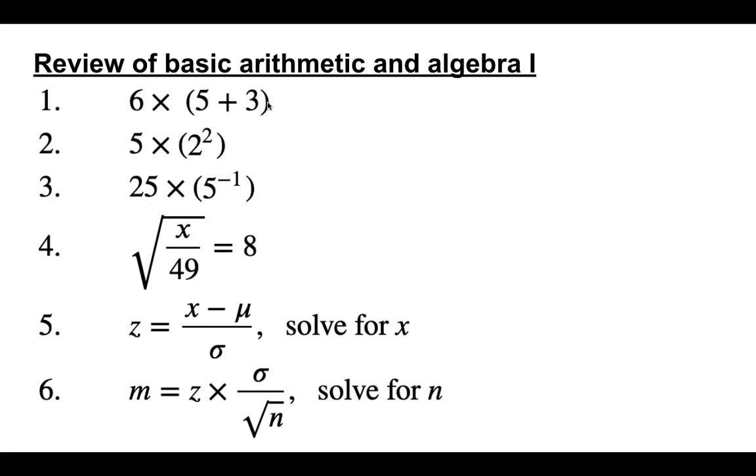You can either just add these 2 numbers up and get 8 and then multiply by 6. Remember your times table, so it's 48. But note that you could also distribute this as well. So you could write 6 times 5, which is equal to 30, 6 times 3, which is equal to 18, add them together and get 48 as well.